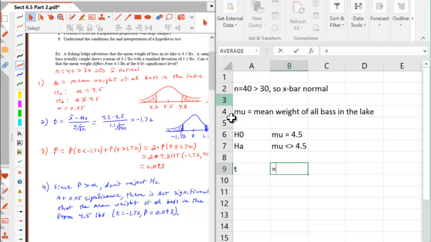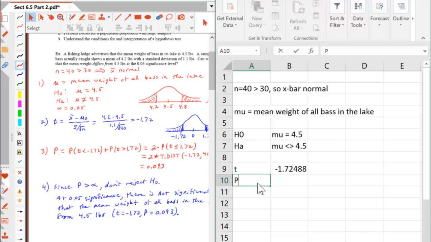I put a label for t, and then as far as the calculation, it was 4.2 minus 4.5, and then divided by 1.1 over square root of 40. It's really important that you get the parentheses correct here. So I want the subtraction to happen first, so parentheses around that, and then I want the division in the denominator to happen next, and then finally the overall fraction. I'm referring to this calculation right here. First compute the numerator, put that in parentheses, then the denominator, put that in parentheses, and divide. So here's my number, negative 1.72.